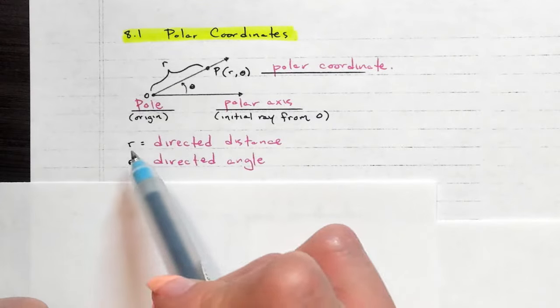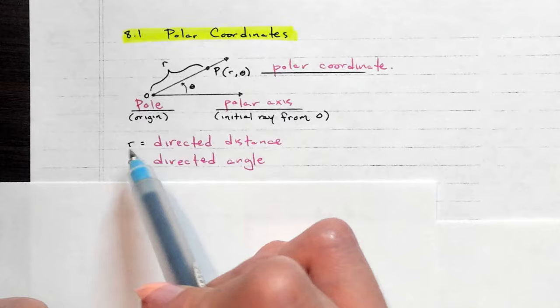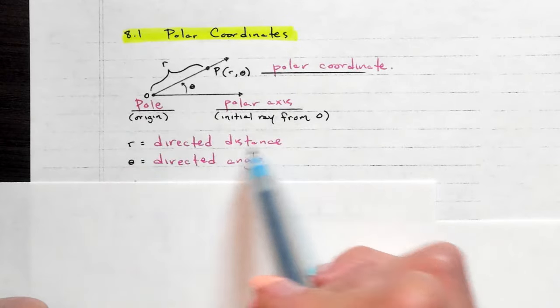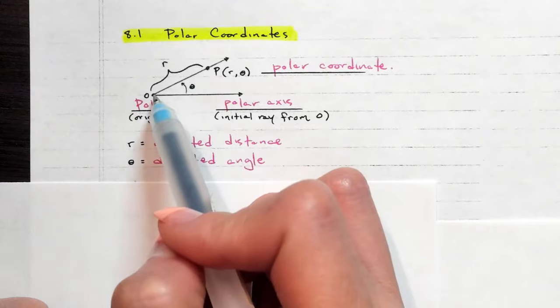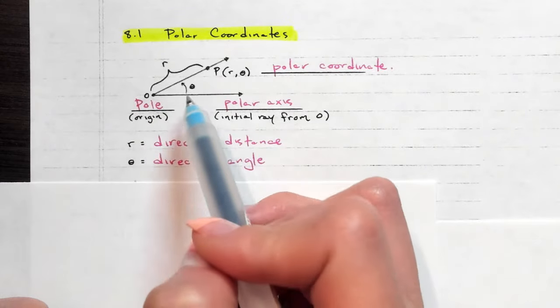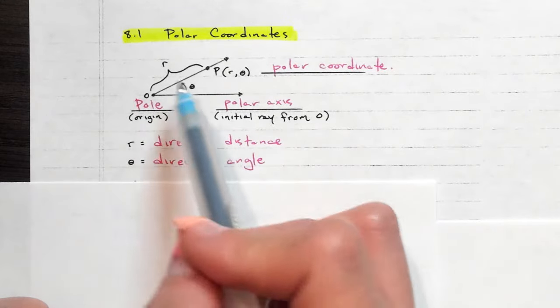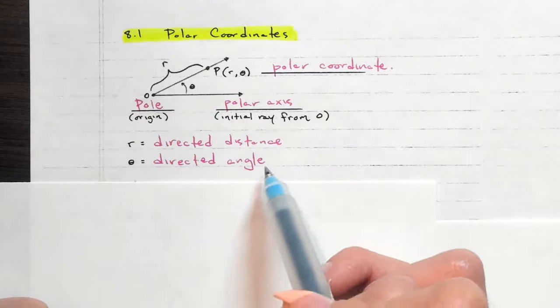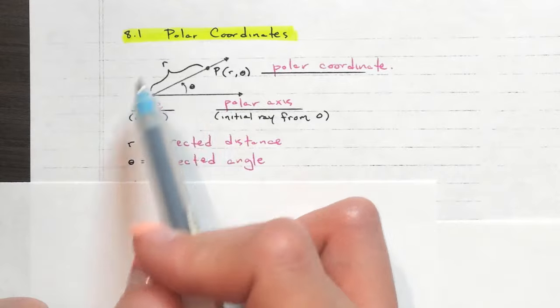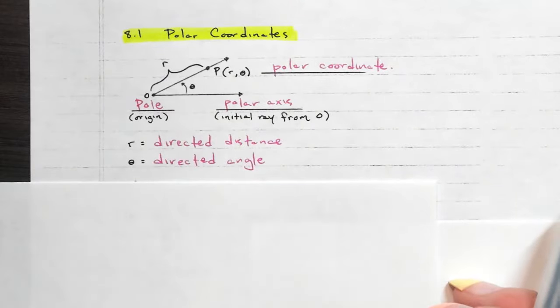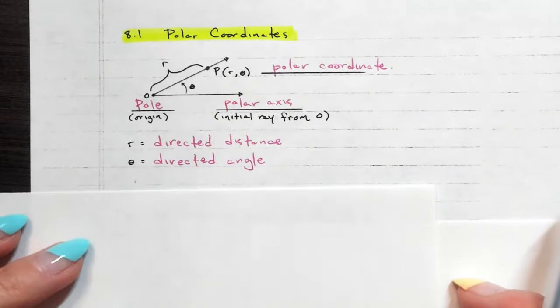So r is our directed distance. It's our radius, and it's our directed distance. So there's a distance of a radius and it's in some certain direction based on our angle. Theta is our directed angle, right? It starts from our polar axis and it goes counterclockwise. Okay, so drawing these is very particular.